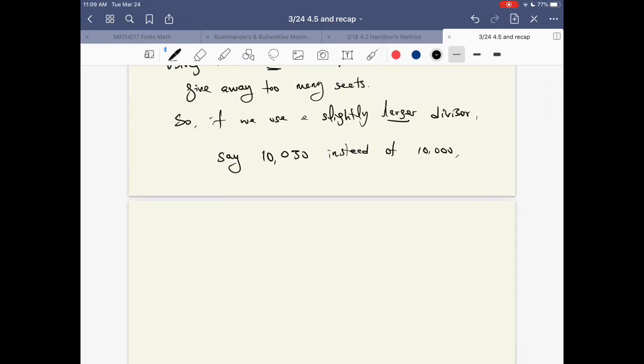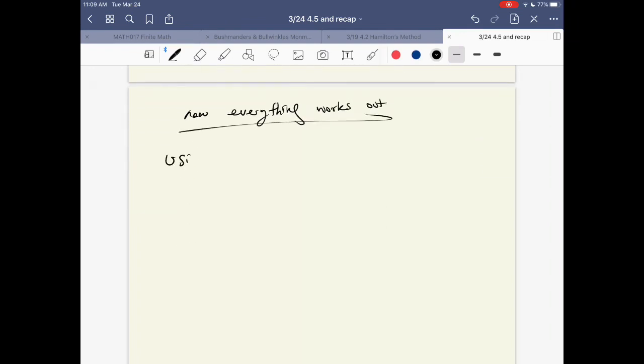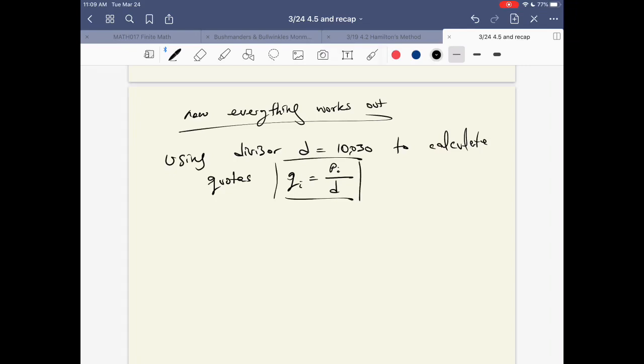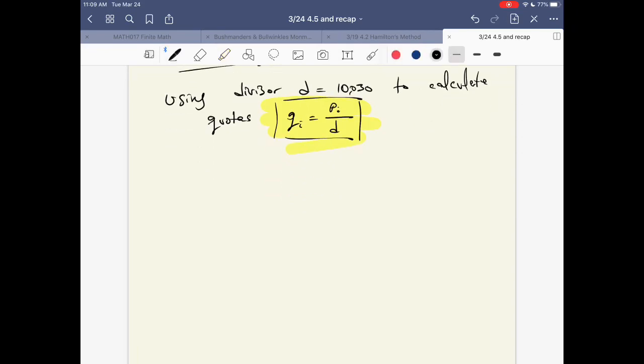Well, if we use that slightly larger divisor, now everything works out. And I'll just rewrite that table using divisor D equal 10,030 to calculate quotas Q sub i equal to the population of a state divided by D instead of the standard divisor. This is crucial.